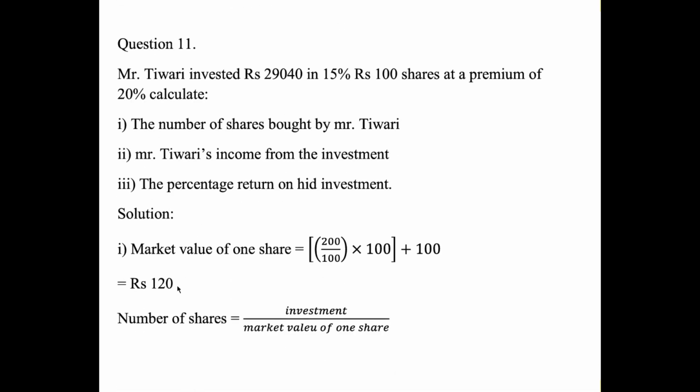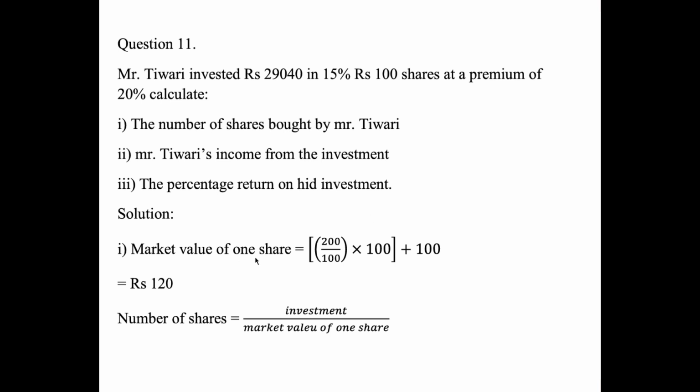Mr. Tewari invested rupees 29,040 in 15% of 100 shares, that is rupees 100 shares at a premium of 20%. Calculate the number of shares bought by Mr. Tewari, Mr. Tewari's income from investment, and the percentage return on his investment.